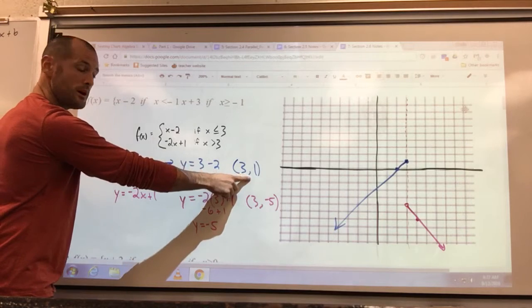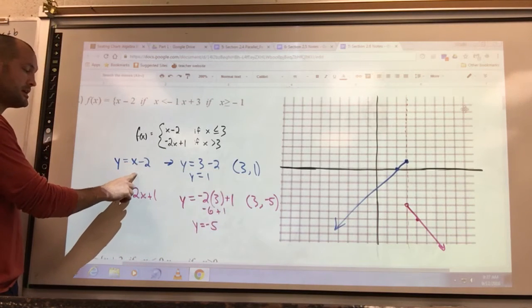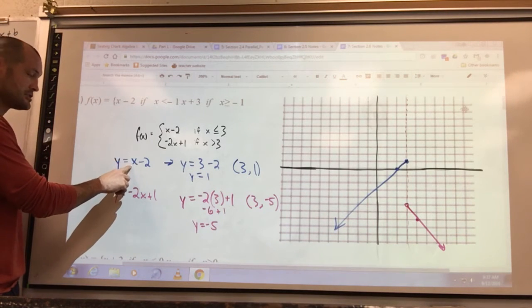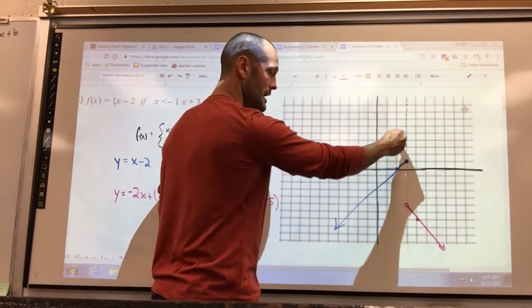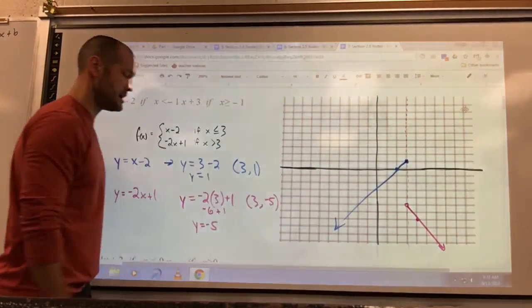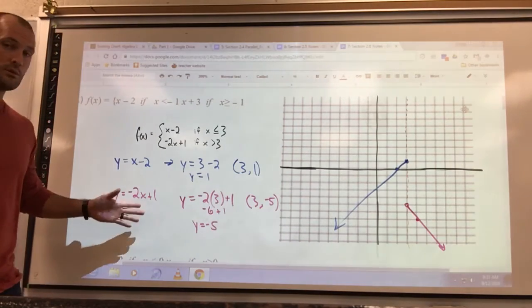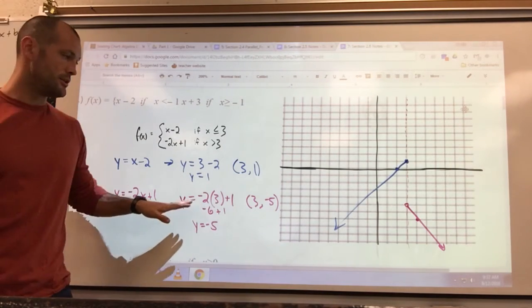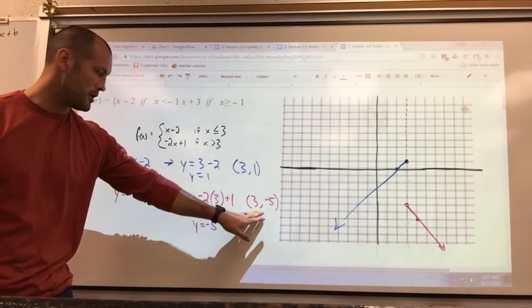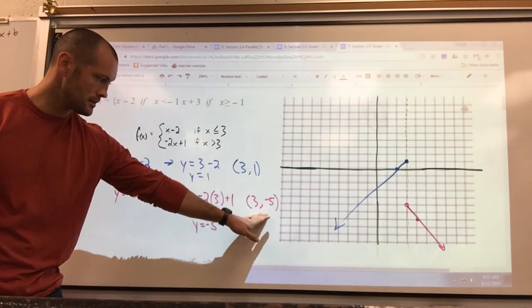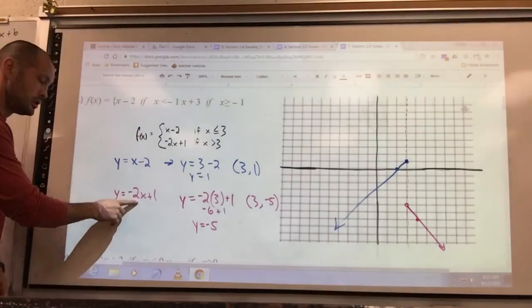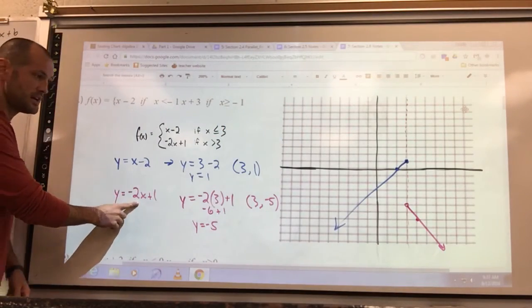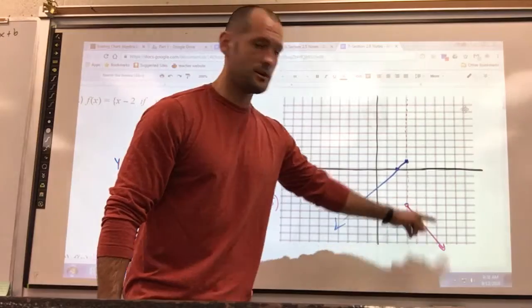Once you have your wall point, look at how your behavior moves. I have a slope of 1, so instead of going to the right, because I was not allowed, I went down and left, and there's my behavior for the first piece. And then we just repeated. We already knew the wall was 3, so I found my wall point by plugging in 3. My second behavior starts at 3, negative 5. Look at how that behavior is moving. Slope of negative 2, so I go down 2 and right 1.